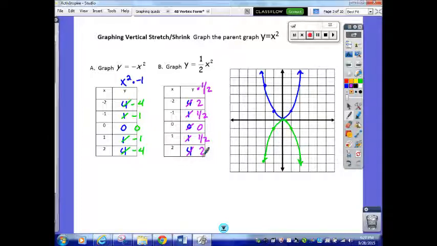I haven't moved my vertex again, so I'm still at 0, 0. So this time I'm going to go left 2 up 2, left 1 up 1/2, 0, 0, right 1 up 1/2, and right 2 up 2. So see how the width of my graph has increased. The vertical, we're shrinking it. The vertical distance has shrunk by 1/2. So if A is less than 1, it's a vertical shrink, and if A is greater than 1, it's a vertical stretch. And we'll practice some more of this. But here again, do not treat A as slope.